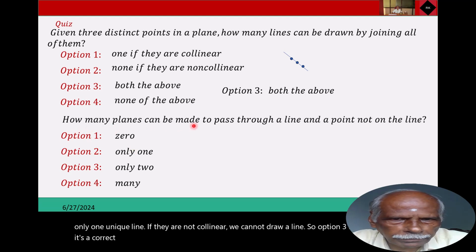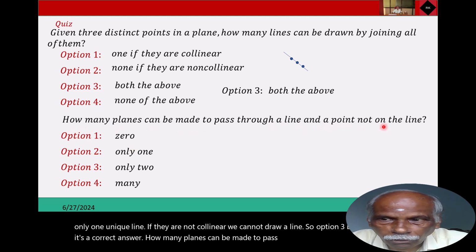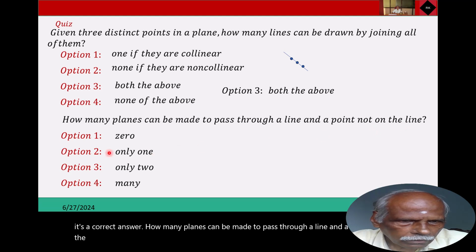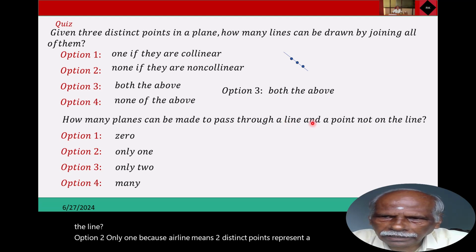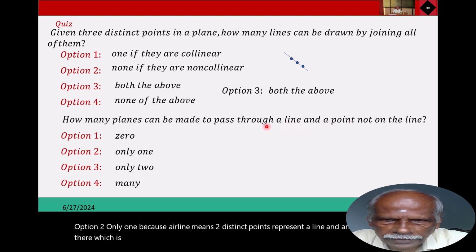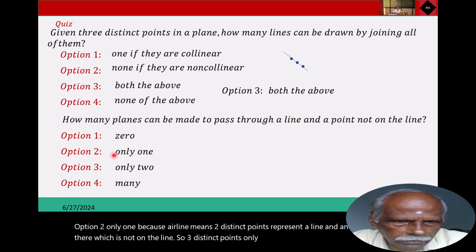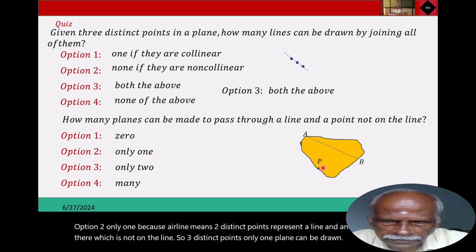How many planes can be made to pass through a line and a point not on the line? Option 2, only one, because a line means 2 distinct points represent a line and another point is there which is not on the line. So with 3 distinct points, only one plane can be drawn. So this is the correct answer.